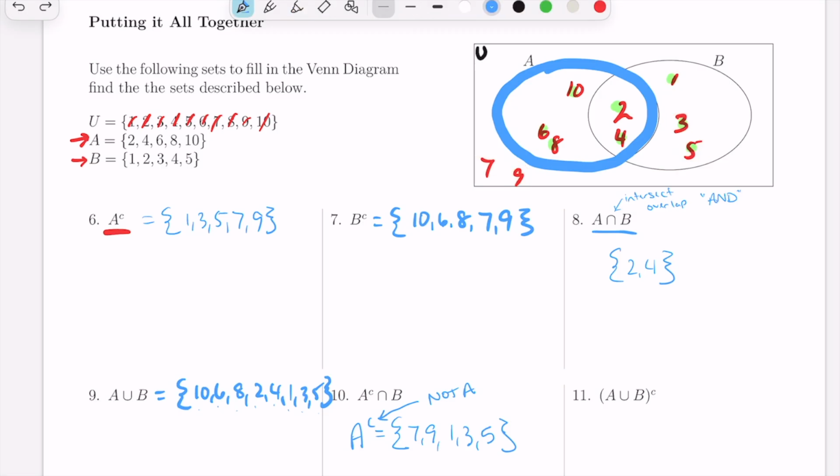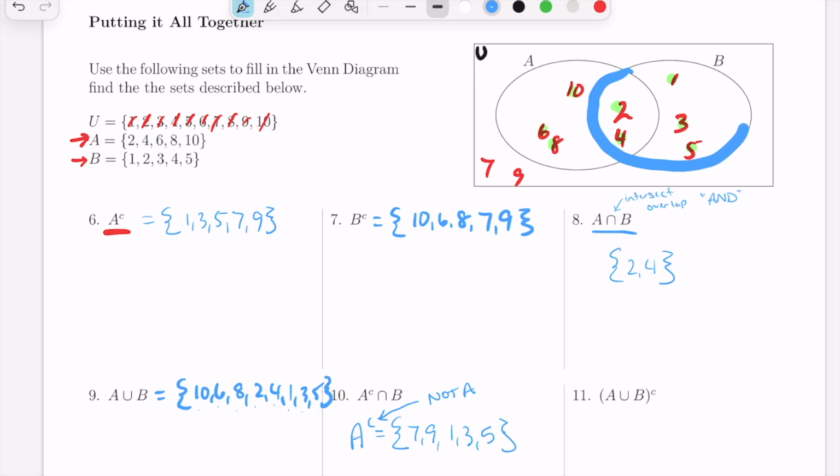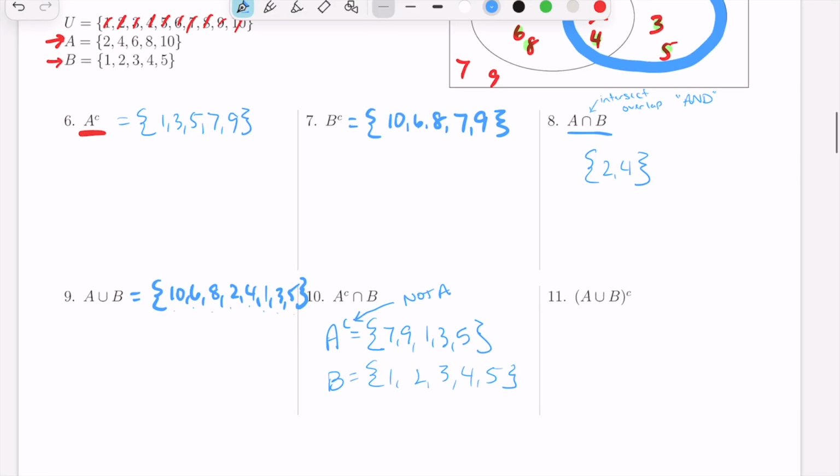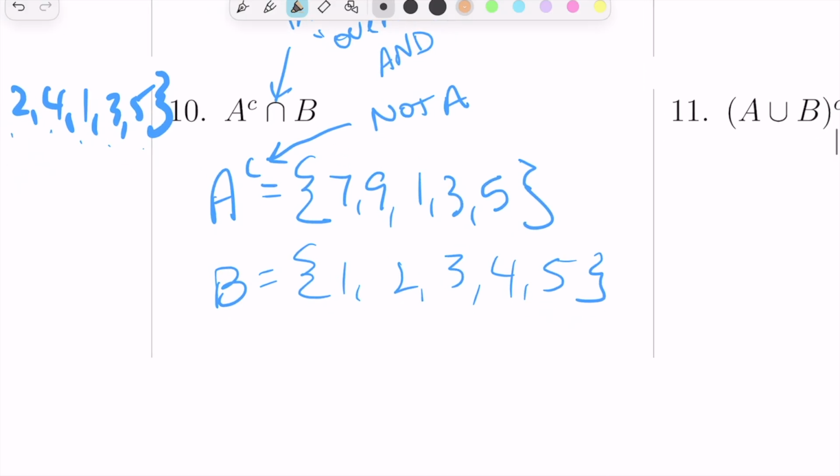The next thing I'll do is I'll write out what B is. So B is all of this. B is 1, 2, 3, 4, and 5. The last part of this problem then is this sign right here, the intersection, which also means the overlap. It's also the "and," remember? So the overlap, meaning the things that are in both of these two sets we just wrote out. And I actually think it's easier if we just zoom in on just this and we'll look for the overlap.